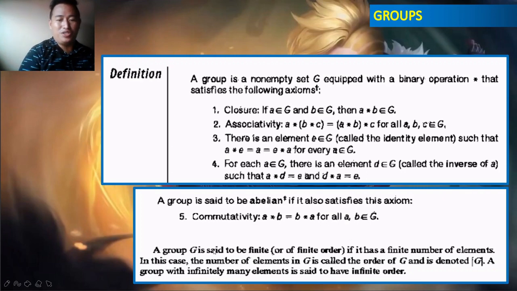So a group G is said to be finite, or of finite order, if it has a finite number of elements.